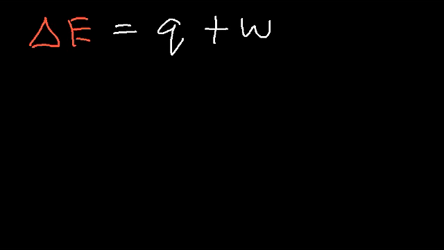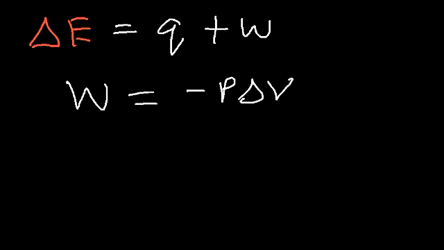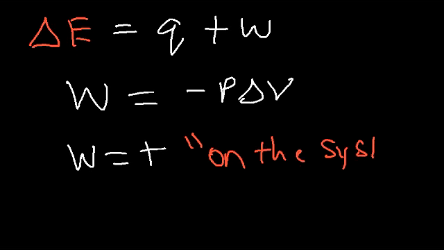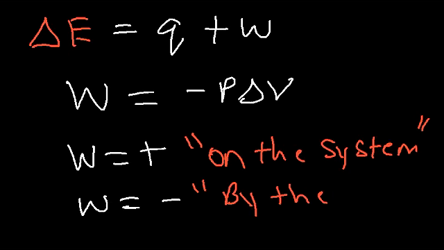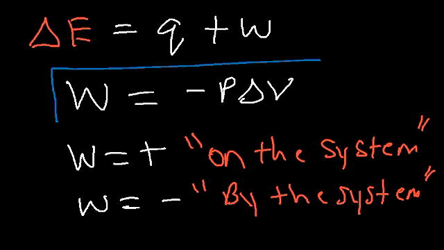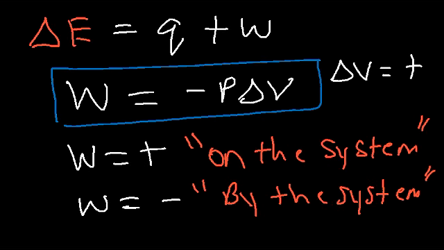W represents work, and work is equal to negative P delta V. When work is done on a system, W is positive. Now, if work is done by the system, W is negative. For this equation, W equals negative P delta V, when the change in volume is positive, whenever a gas expands, the work is negative due to this negative sign.